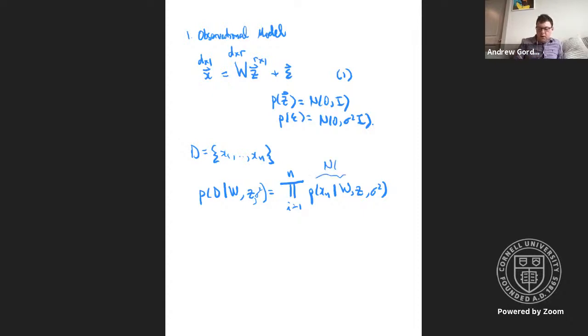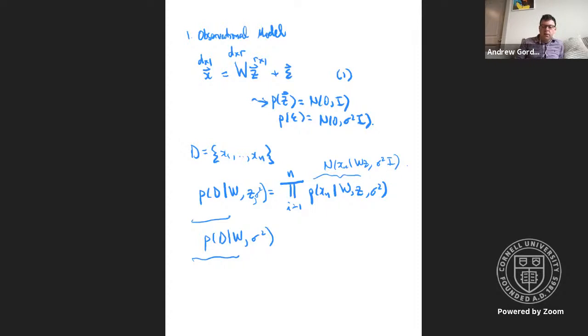So this is Gaussian in Xn and its mean is going to be WZ and its variance is sigma squared I. Okay, now we can also write down our likelihood not given Z. So we can use the sum and product rules of probability to just write down what is P of D given W and sigma squared. And this is a little bit harder to see, but it's not too bad. So if we look at equation 1 and we say, oh, we're not given Z anymore. So Z is not deterministic, it's random. And we've specified the distribution for Z, it's just N(0, I).